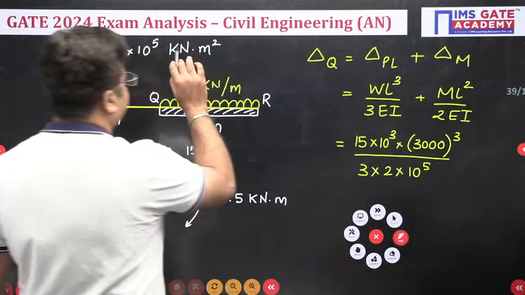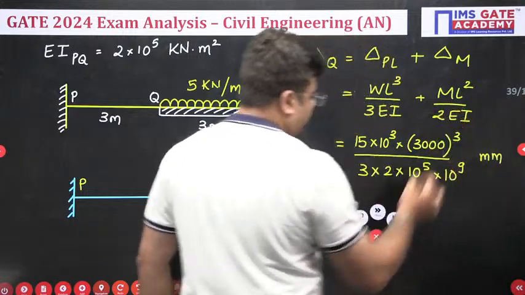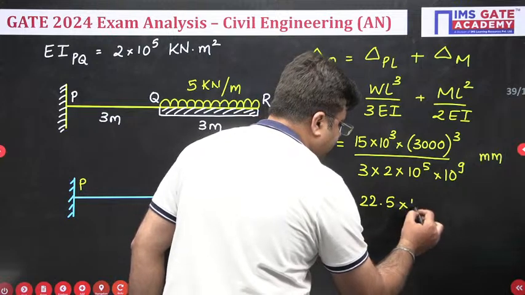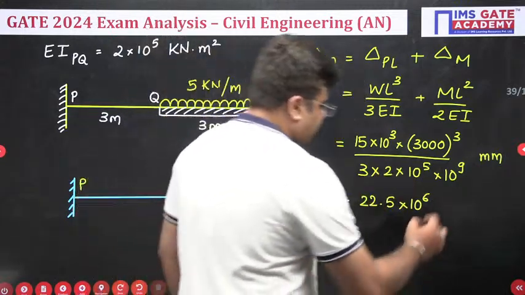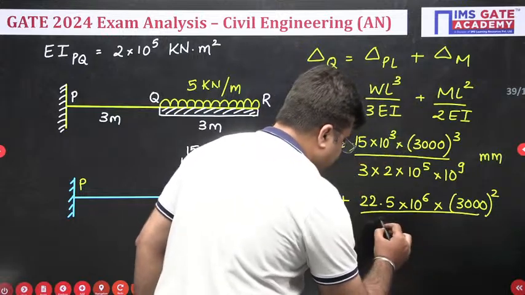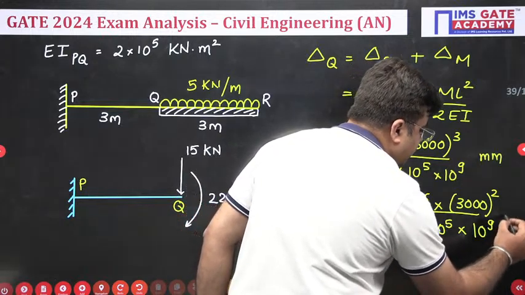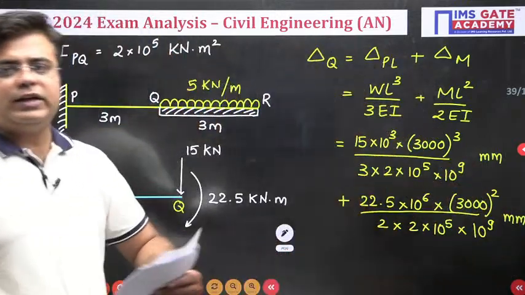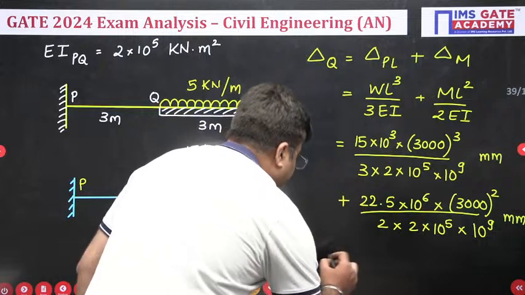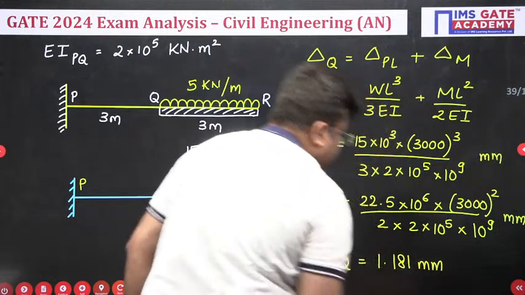And I convert this into Newton mm square, so this will be 10 raised to power 9 into 10 raised to power 9. So this value will be in mm. Now for the second one, the total moment will be 22.5 into 10 raised to power 6, in Newton mm. Length is again 3000 mm square, divided by 2 into EI. EI is 2 into 10 raised to power 5, and again you need to convert this into Newton mm, so 10 raised to power 9, again in mm. You just add these two deflections to get the total deflection of point Q, and this total deflection comes out as 1.181 mm. This delta Q comes out as 1.181 mm.